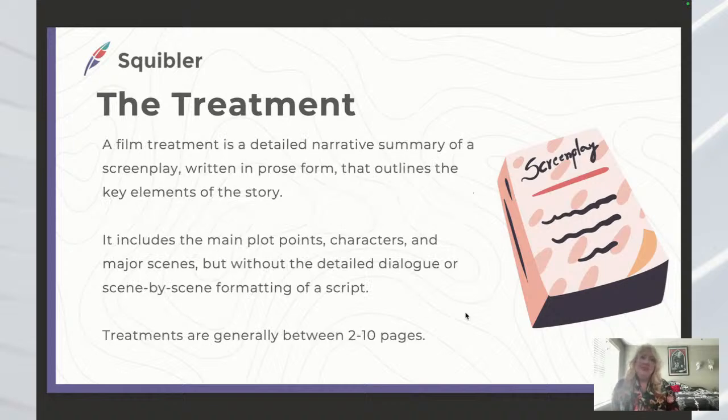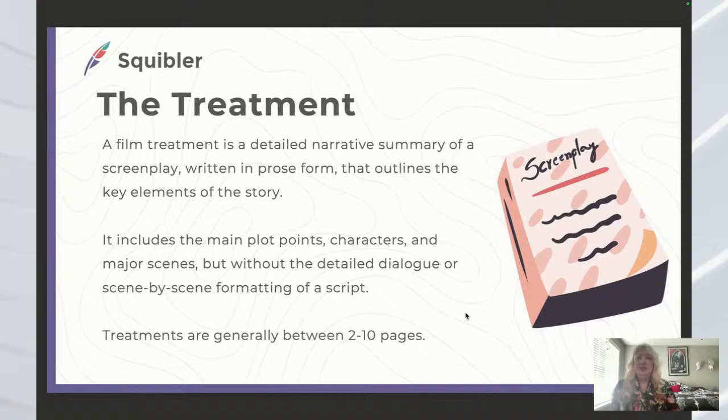A film treatment is a detailed narrative summary of the screenplay. It's written in prose form, and it's going to outline the key elements of the story. It's going to include your major plot points, the characters, and major scenes, just like a synopsis would for a novel, but it doesn't have detailed dialogue or scene-by-scene formatting that scripts do. And treatments are generally between 2 to 10 pages.